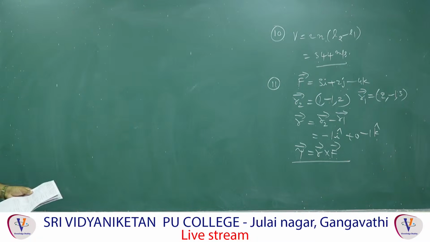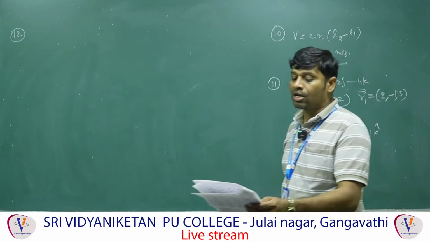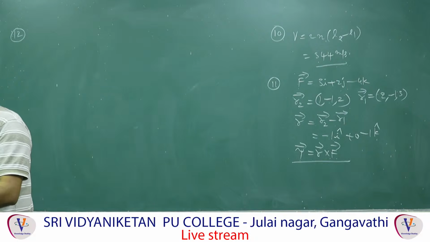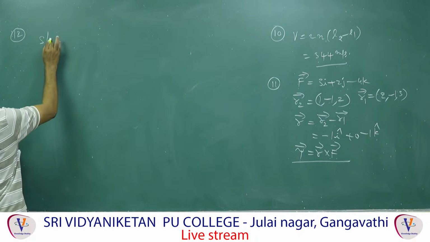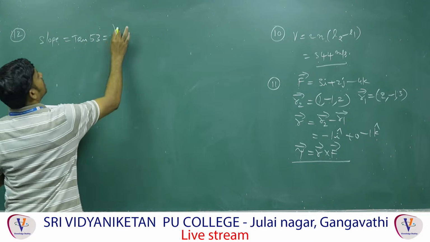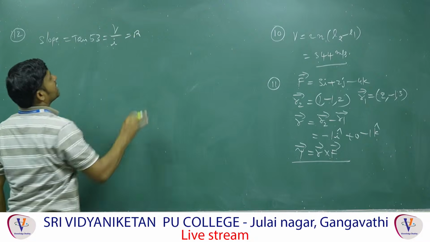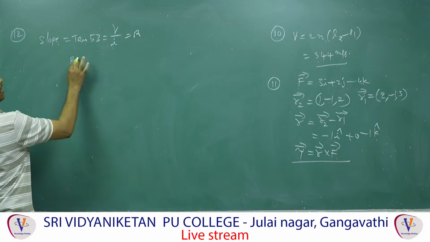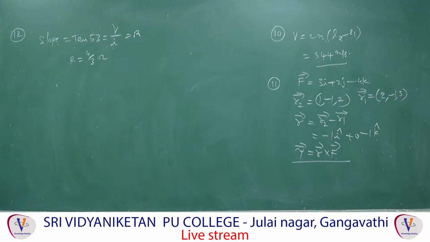Next one, question number 12. In a graph, the applied potential and current graph is given. The length of the wire is 50 centimeter, the diameter of the wire is 0.2 centimeter. What is the resistivity of the wire? First, what is the slope? Slope means tan theta. Theta value is 53. Tan theta is opposite side by adjacent side, like voltage by current, and we already know voltage by current is resistance. That resistance value, tan 53, is 4 by 3 ohms.